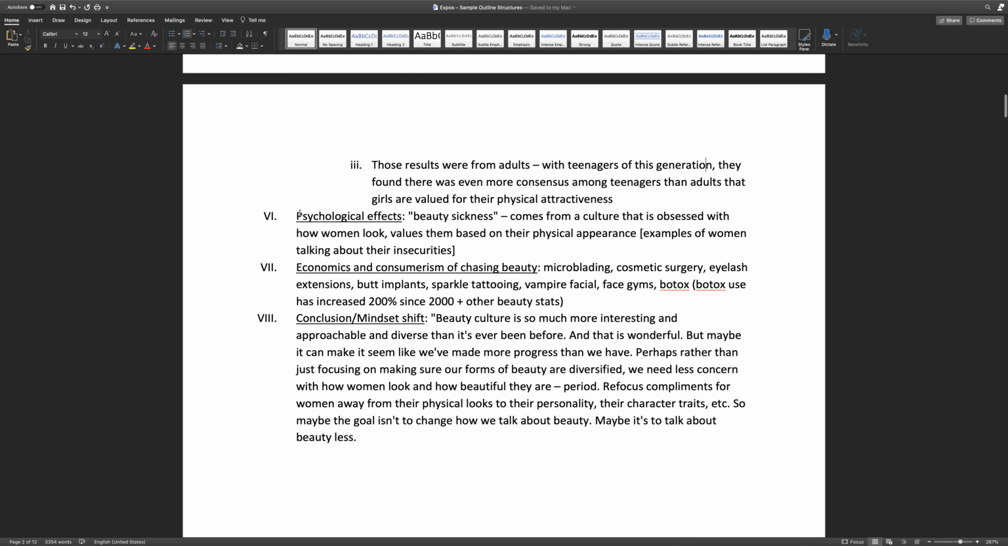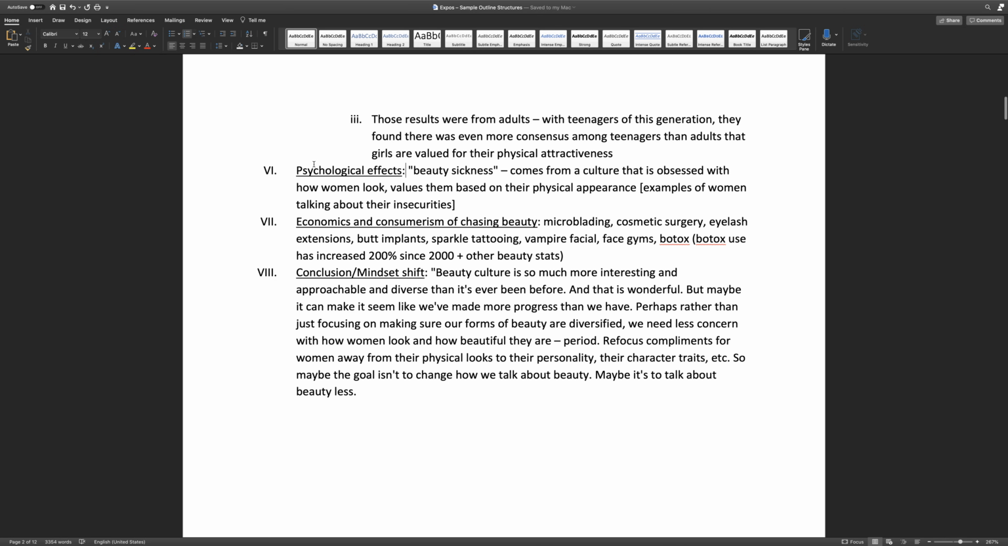Then it goes into the psychological effects. And notice they brought in an expert, a psychologist, who called this beauty sickness. That's really good, that type of term to help ground and teach us something new. And so it talked about the dangers when we are obsessed with how women look and we value them just based on their physical appearances. And then there are lots of examples of women talking about their insecurities and the damaging effects that has on them. Next, it went into the economics and consumerism of chasing beauty.